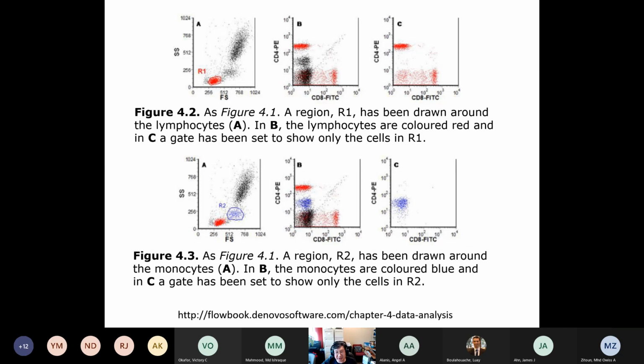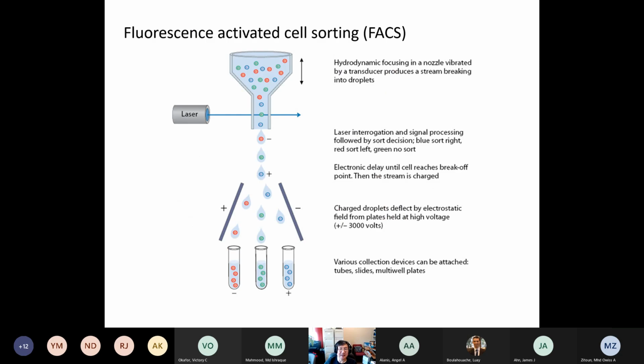There will be a subpopulation. You would like to further categorize the different populations there. Okay, so if you are interested in that, we can discuss further afterwards. But I have to move on.